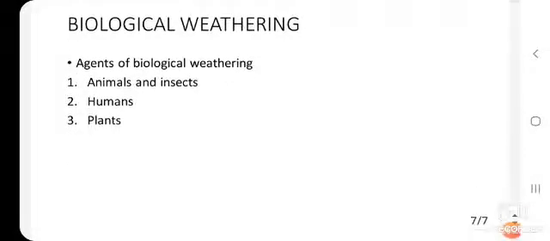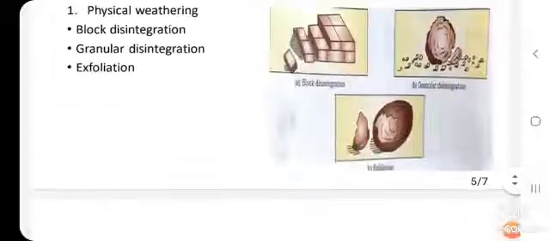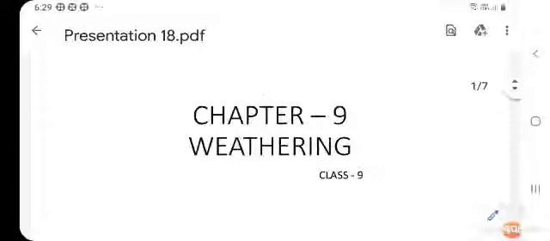The third type of weathering is biological weathering, and the most important agents of biological weathering are animals, insects, humans, plants, etc. Okay children, hope you might have followed this topic. The topic weathering is chapter 9 for you, and the notes will be sent to you, children. You can take down the notes, and the worksheets can be solved in your homework copies.